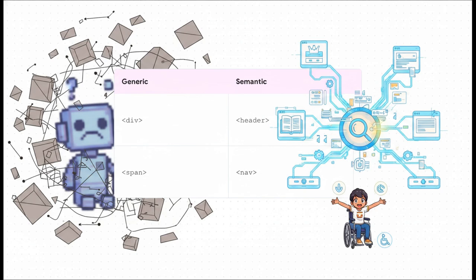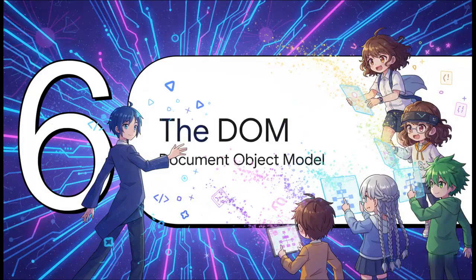Semantic HTML is the practice of using tags that accurately describe the purpose of their content. So instead of a generic div, we use a header tag, a footer tag, an article, or a nav tag for navigation. Replacing those generic tags with semantic ones provides massive business value. It drastically improves your SEO because search engines can easily map your content, and it makes your web app highly accessible for everyone.